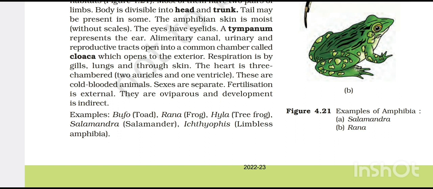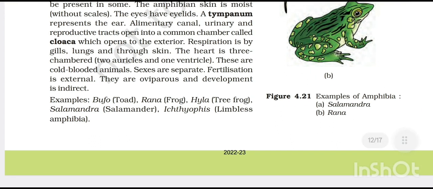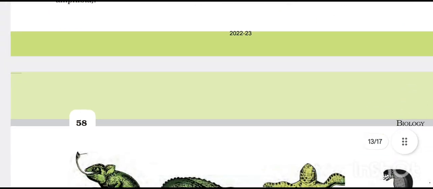These are cold-blooded animals. Here sexes are separate and the fertilization is external. They lay eggs, so oviparous, and development is indirect. Examples of amphibia are salamander and rana.